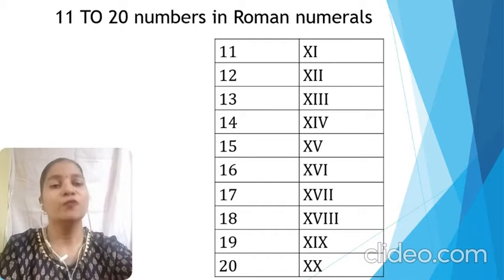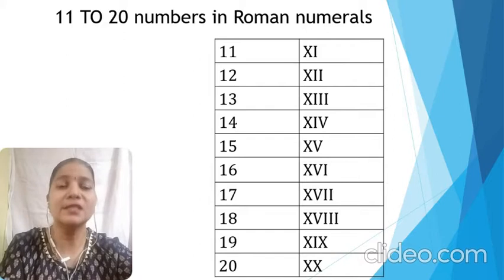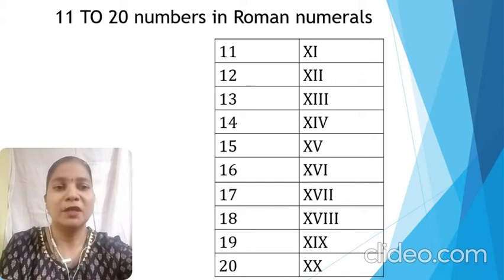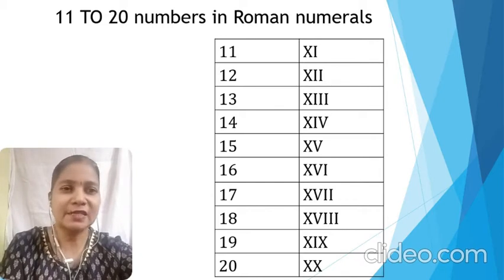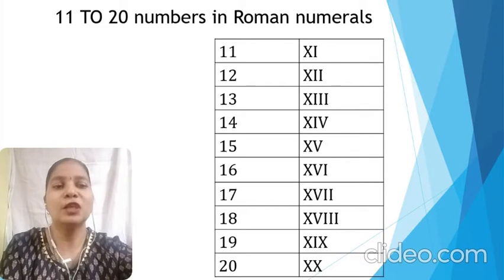See here, if you know how to write 1 to 10 in Roman numerals, then it is easy to write 11 to 20. First, for 11 to 20 we write X continuously, and then the symbols of 1 to 10 numbers.